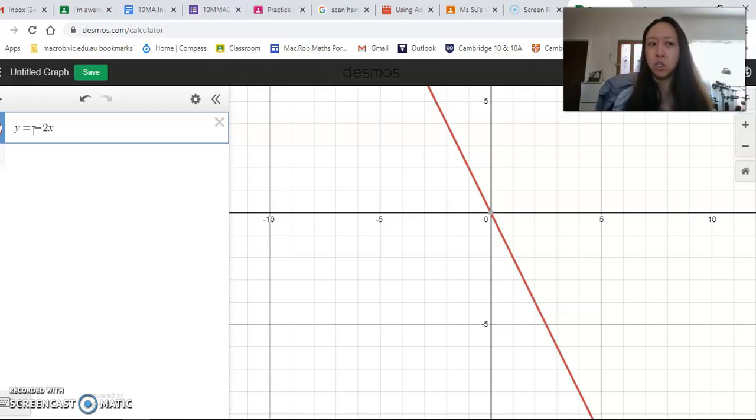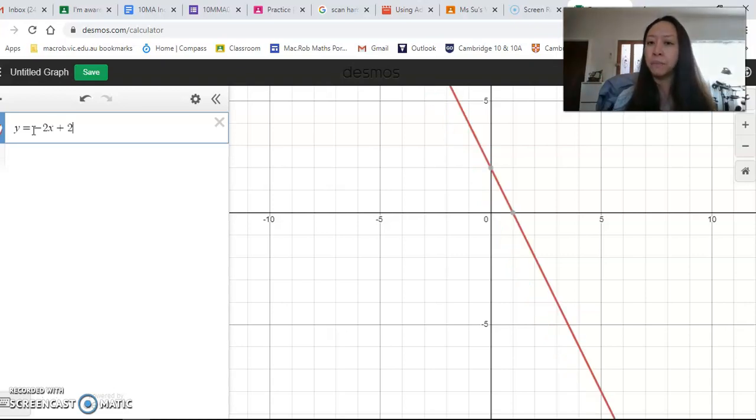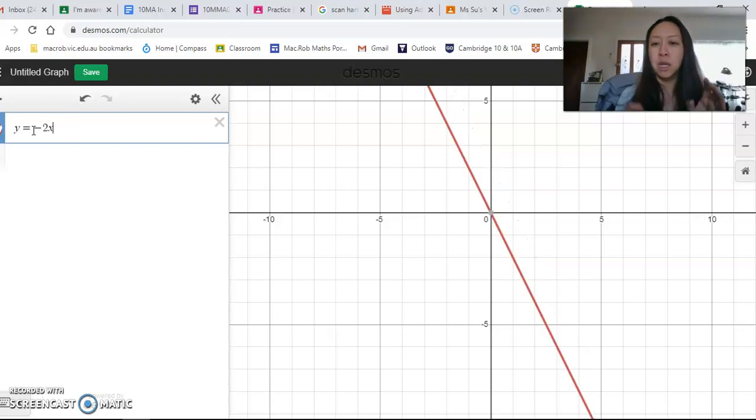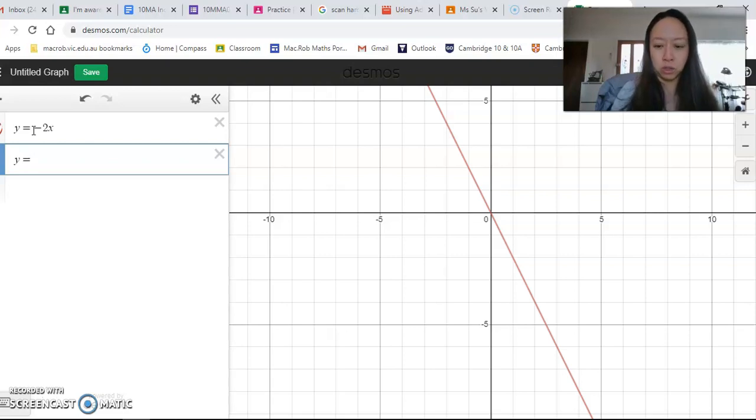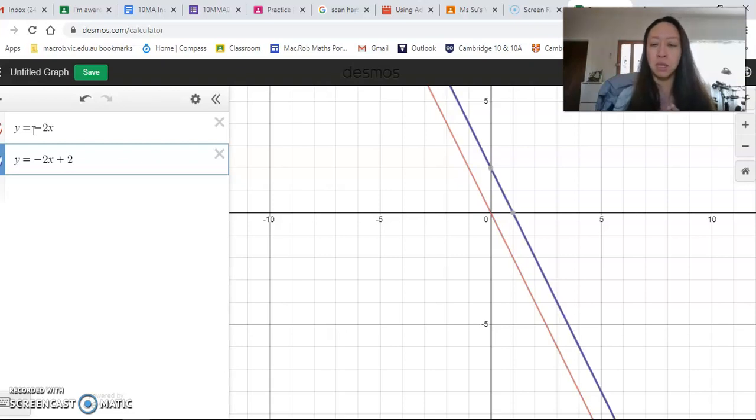Yep. So what happens if, let's say I have a 2x plus 2? Yep. So can you see that just now before I have a plus 2, it's just this line. But let me just draw another line so that you can see it clearer. So y equals to 2x. If I put a plus 2, can you see that now there is another line, but it's passing through a 2 as an intercept.